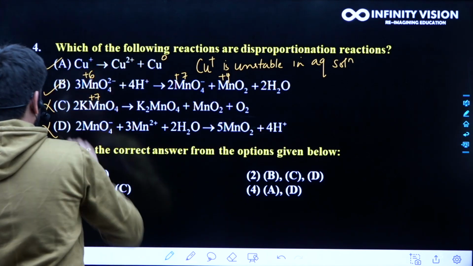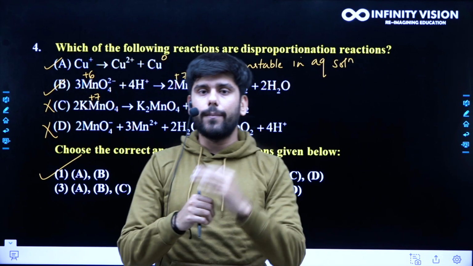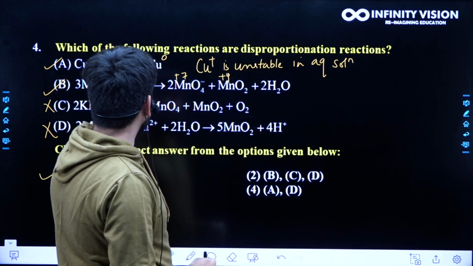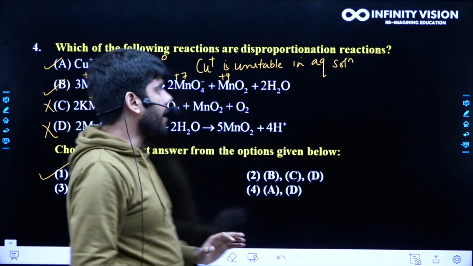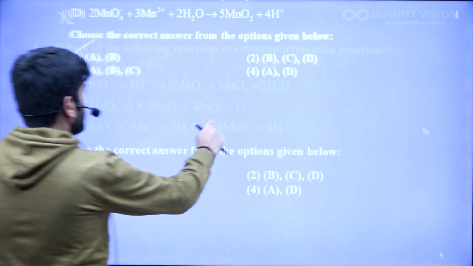So let us put A and B as the right answer, as both of these reactions are examples of disproportionation reaction. Let us move to the next question.